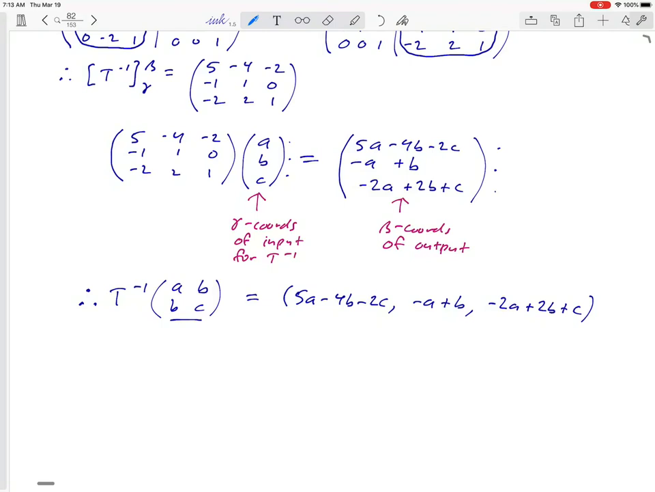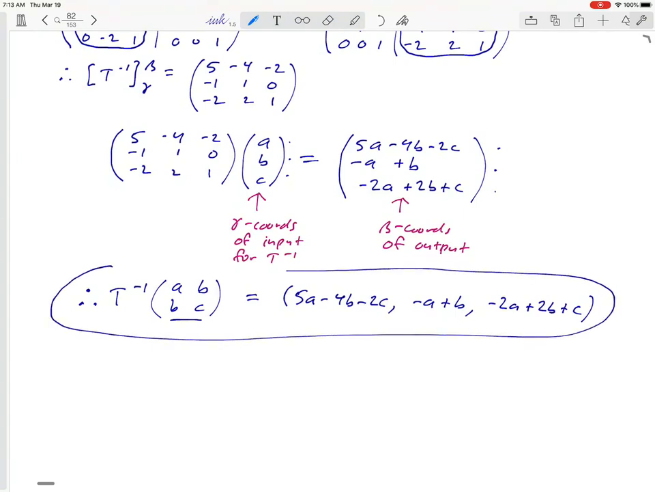For this last part of the problem, it might help you to look back at some of the examples that we did previously. It's been a while, but it's something that we did before. So what we have just found is the formula that they're asking us for. T is invertible, and we just found a formula for its inverse.